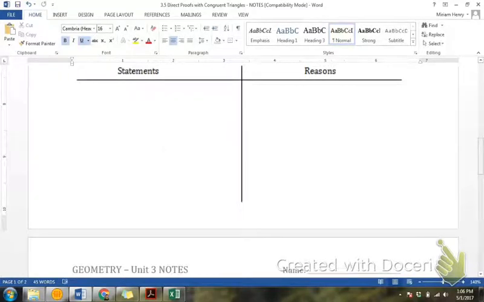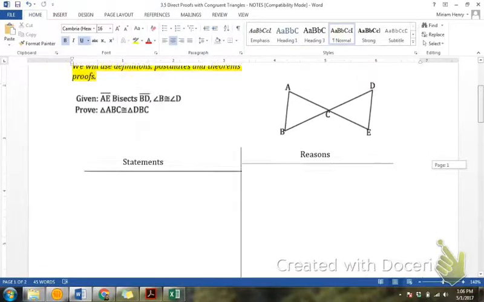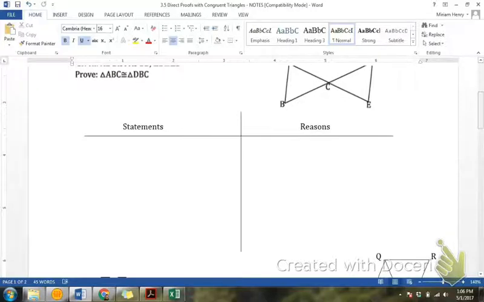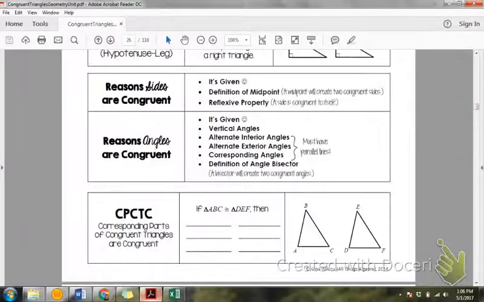And the way we're going to do that is to use some of the rules that we already know. And if you look in your papers, guys, if you look at the page right before, page 30, where it says reasons why sides are congruent and reasons why angles are congruent, these definitions and rules are what we're going to focus on a lot. These things are going to help us when we're writing our proof.